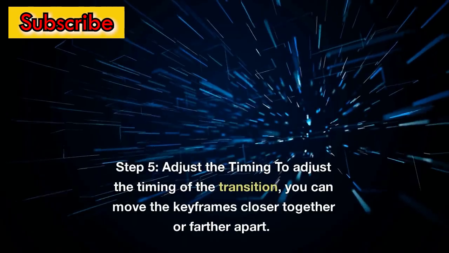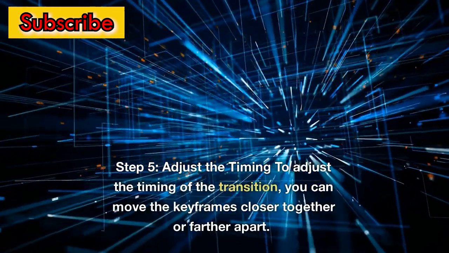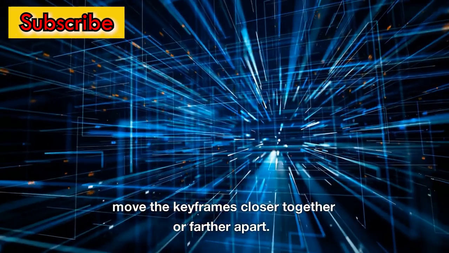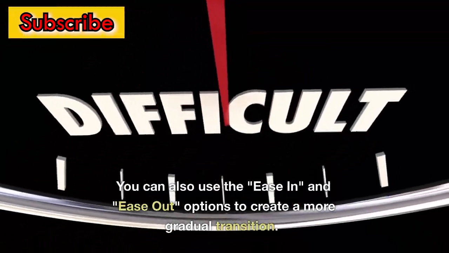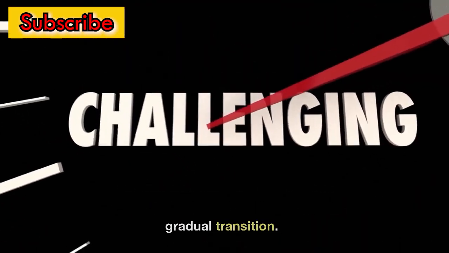Step 5. Adjust the timing. To adjust the timing of the transition, you can move the keyframes closer together or farther apart. You can also use the Ease In and Ease Out options to create a more gradual transition.